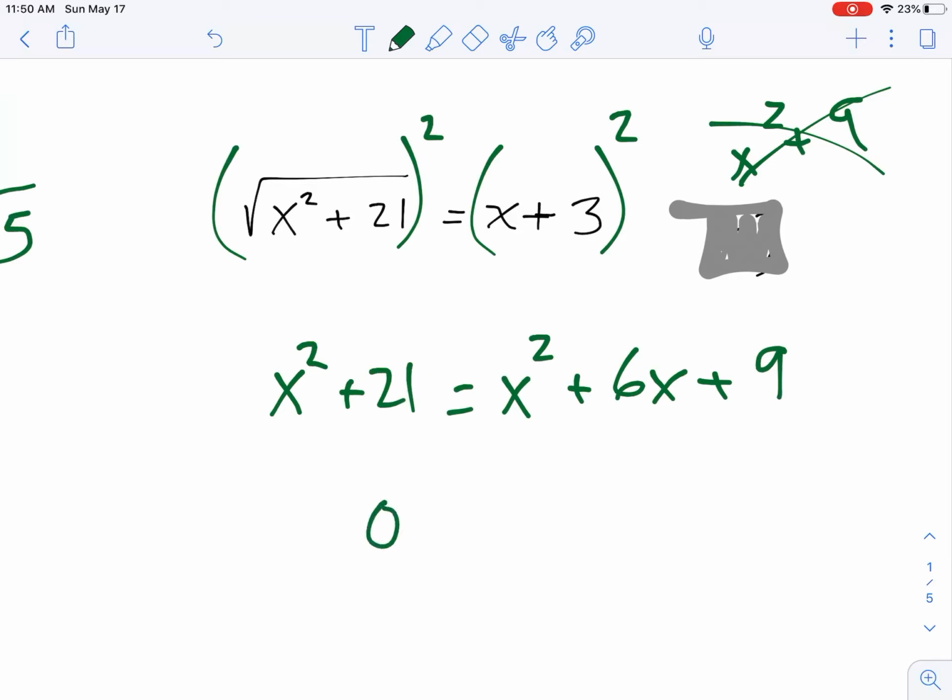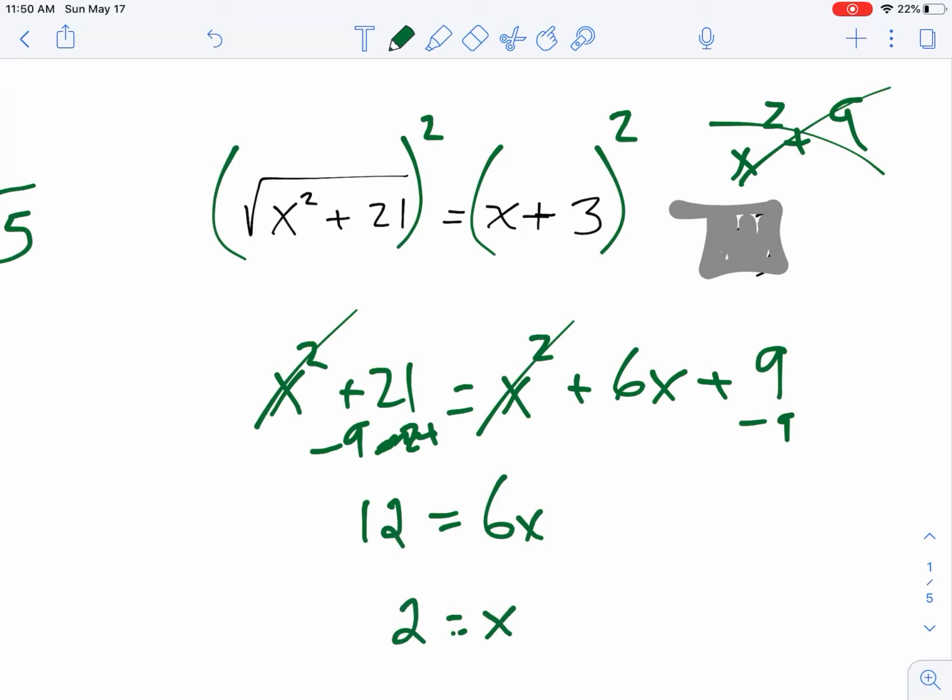Cool, squaring both sides. All right, I'm going to set everything equal to 0. My x squareds are going to just go away. I'm going to subtract 21, so I'll have 6x. Let's see, why do I need to subtract 21? I don't need to do that. How about I just subtract 9? I don't have to set everything equal to 0 because I thought it was a quadratic, but then my x squareds canceled. So 6x equals 21 minus 9, so that's 12, so x is equal to 2.